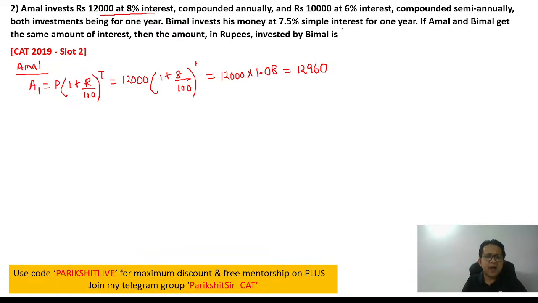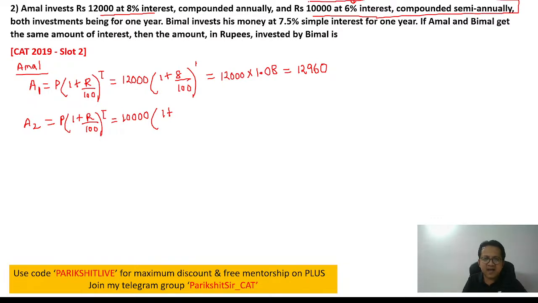Another amount of 10,000 is investing at 6% interest compounded semi-annually. So think about it. Can I say the second amount will be equal to, again, the same logic, P into 1 plus R by 100 to the power T. How much is the amount? 10,000. What is the rate of interest? Remember, be very careful. It is 6% compounded semi-annually.